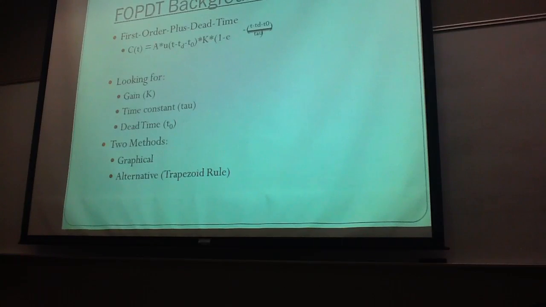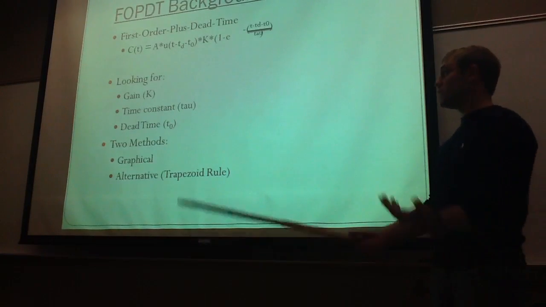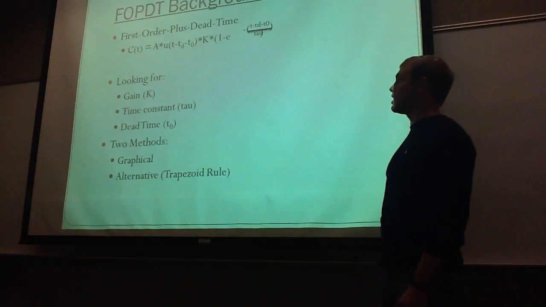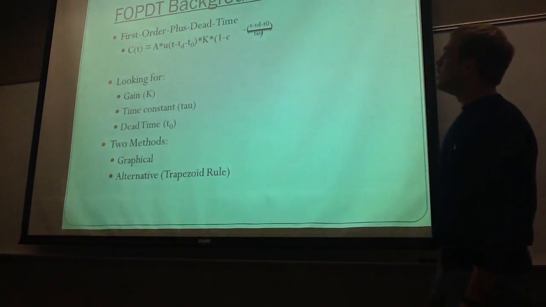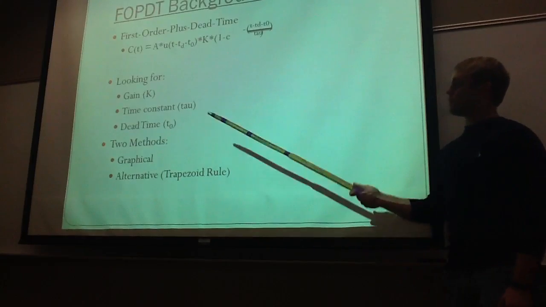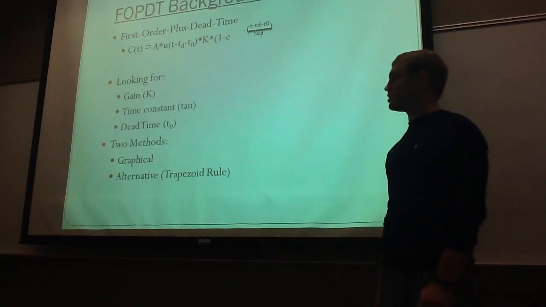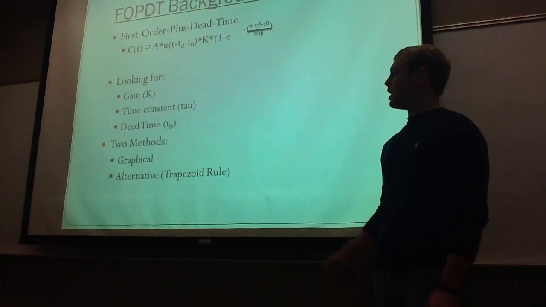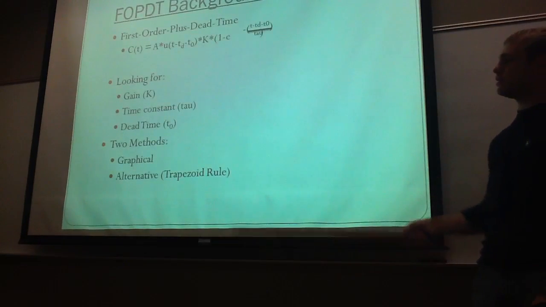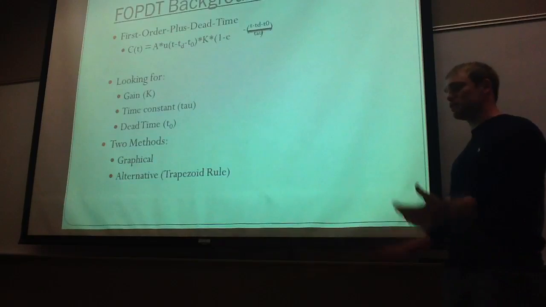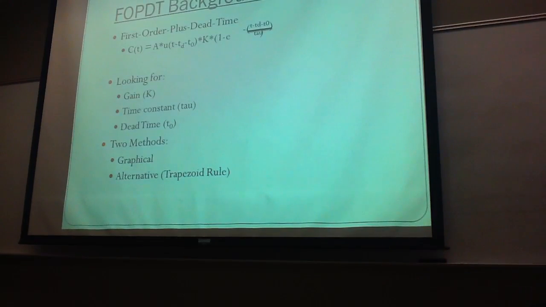Here's a little bit of background on the FOPDT. FOPDT is actually first order plus dead time. Here's the equation that we use for the model. In this, we were looking for the gain, the time constant, and the dead time. There were two methods of going about this: the graphical method, or the alternative method, which was the trapezoid rule, which we learned about in computations class.